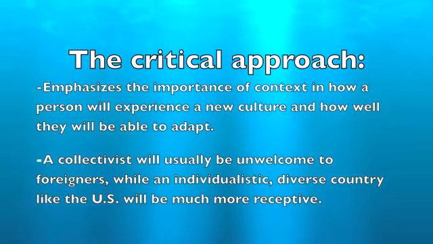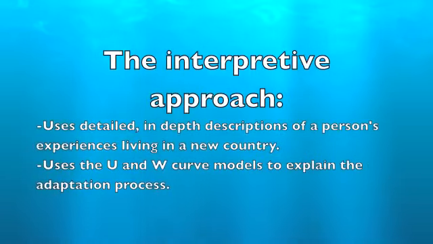The critical approach emphasizes the importance of context and how a person will experience a new culture and how well they will be able to adapt. A collectivist country will usually be unwelcome to foreigners, while an individualistic, diverse country like the US will be much more receptive. The interpretive approach uses detailed, in-depth descriptions of a person's experience living in a new country. It uses the U and W curve models to explain the adaptation process.